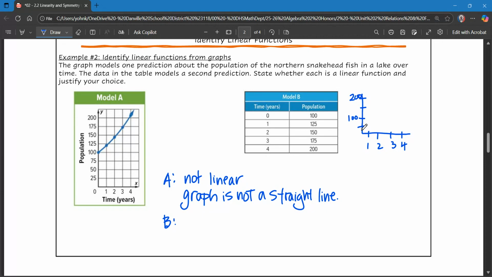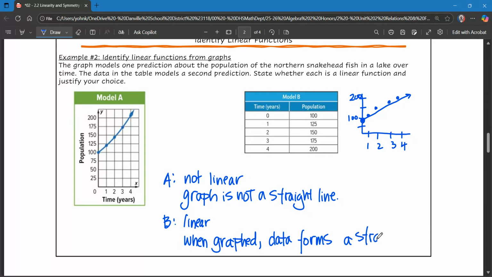Okay, so 0, 100, be like right here. 1, 125, 2, 150, 3, 175, 4, 200. That looks like a straight line, so I'm going to say linear. When graphed, data forms a straight line. So you can draw your own picture to be able to state if the function is linear or not.